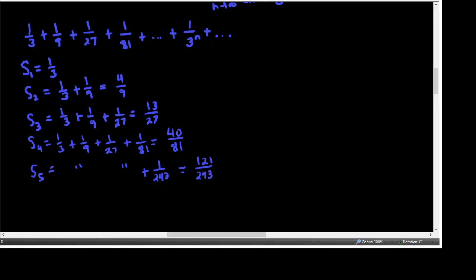And the question is, can we come up with a formula for S sub n? Oops, wrote 5. Didn't mean to do that. For S sub n, that's the question. So if we write that sequence of partial sums: 1/3, 4/9, 13/27, 40/81.